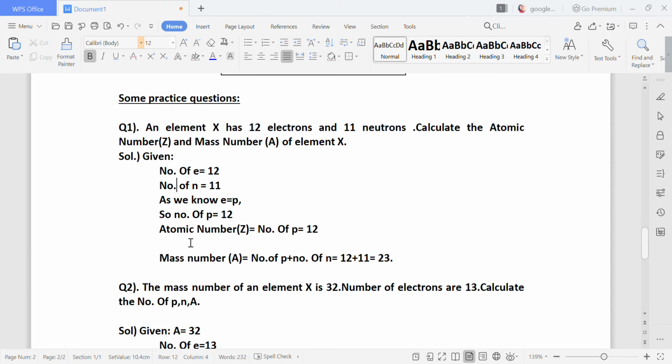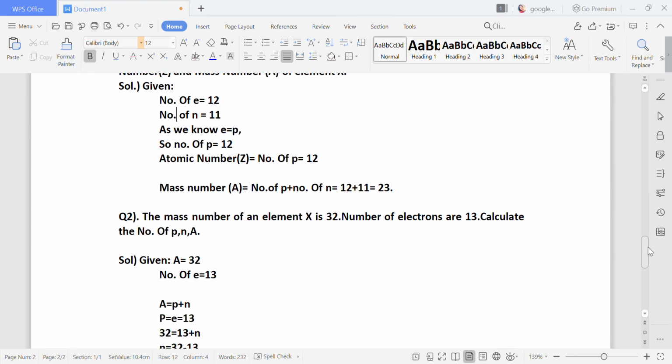Now let's find out the mass number. Mass number, that is A. Now we know the formula of mass number is number of protons plus number of neutrons. Just put down the values. Number of protons is 12. Number of neutrons is given as 11. So when you add them, what is the answer? 23. So the mass number of the element X is 23.